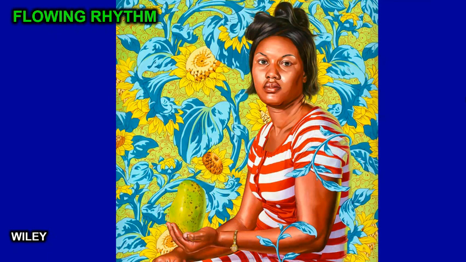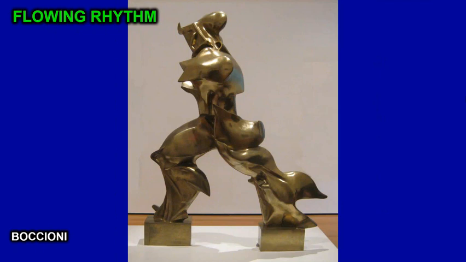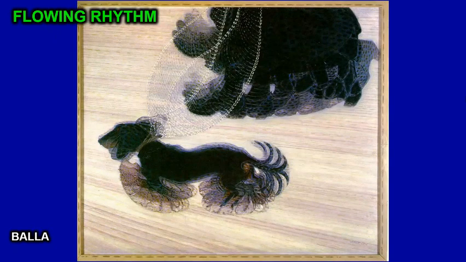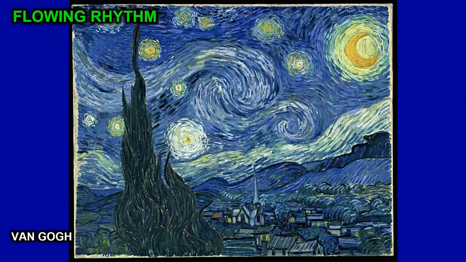There's a lot of flowing rhythm in the backgrounds of Kehinde Wiley paintings. This Boccioni sculpture has flowing lines in it to show like the wind passing by the human figure. The flowing lines are in the multiple feet and legs of the little dog on a walk and the person walking them. And the granddaddy of them all with the flowing lines is Starry Night by Vincent van Gogh.